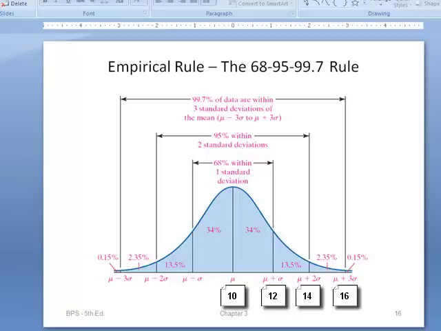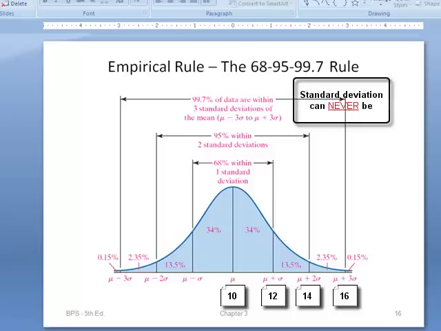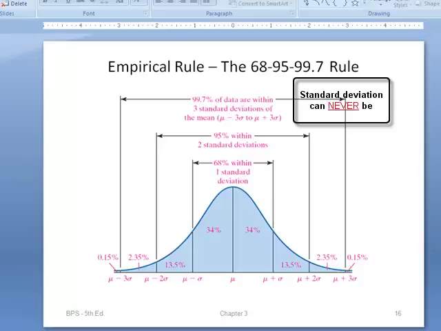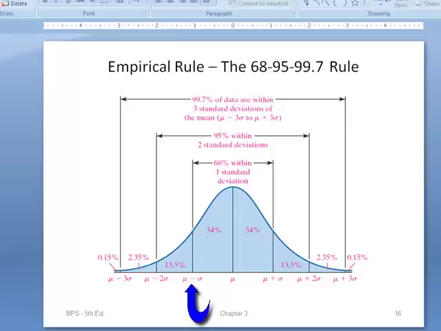Now we can also talk about being to the left of the mean or smaller than the mean. Now, can standard deviation ever be negative? I hope everybody said no. Standard deviation, by its calculation, cannot be negative. Standard deviation is always a positive number. When you see this negative symbol for standard deviation, that just means that we're going to the left of the mean by so many standard deviations.